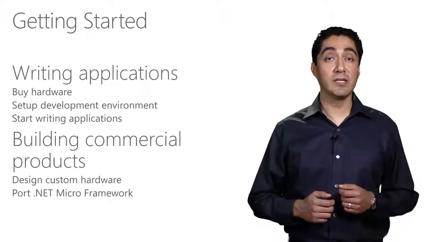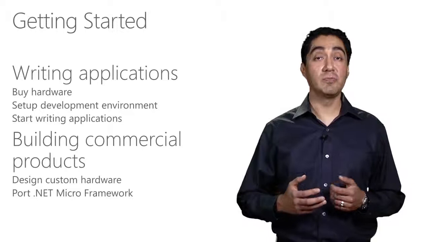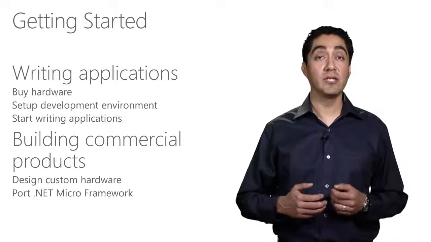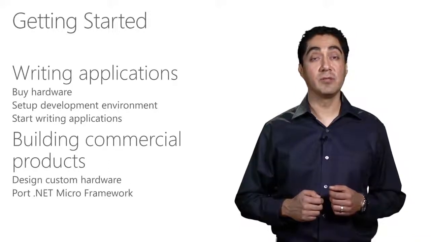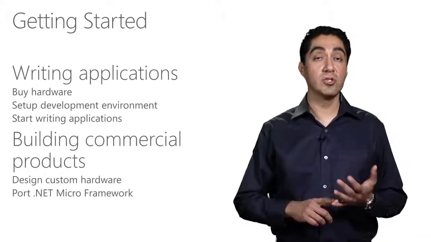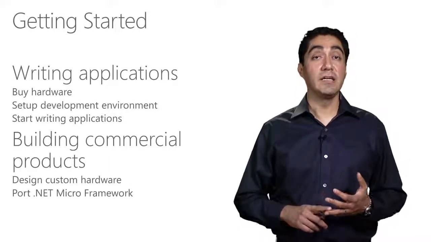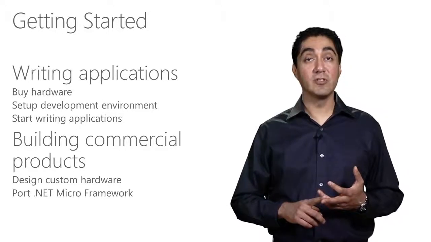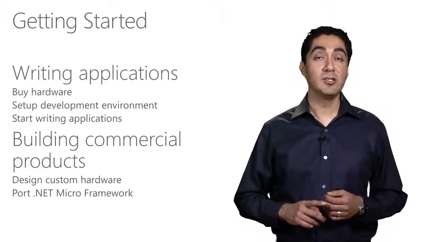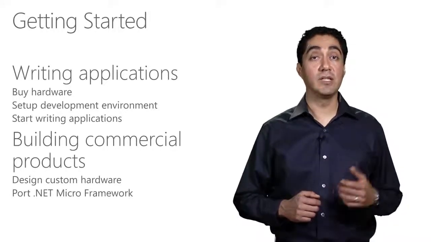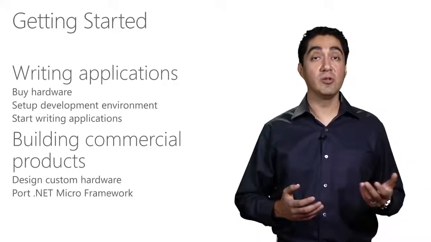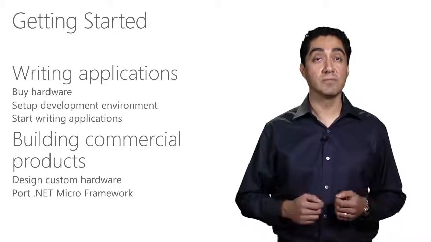To get started writing applications on the Microframework, you need to first buy the hardware that will be running your application from one of our partners. Second, you need to set up your development environment. This involves installing Visual Studio, our Microframework SDK, and any drivers and libraries specific to your hardware. Finally, you need to connect your hardware using a USB cable to your development machine. You can then use Visual Studio to create a new project and write your application.